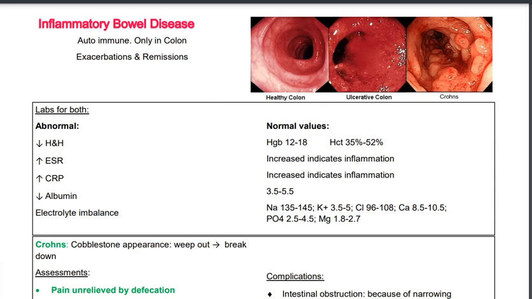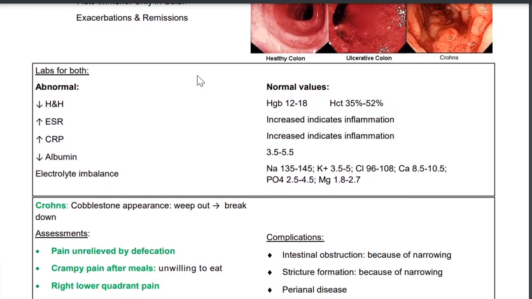Most of these diseases are called autoimmune disorders, where for some reason, we don't know why, the body wants to attack parts of the colon. And so what will happen is white blood cells will come in and start attacking part of the colon, and it's only in the colon that they're doing it, and we don't really understand why. So patients with these types of diseases sometimes will go through exacerbations and remissions.